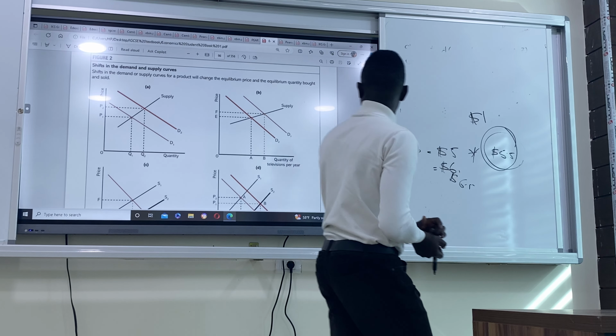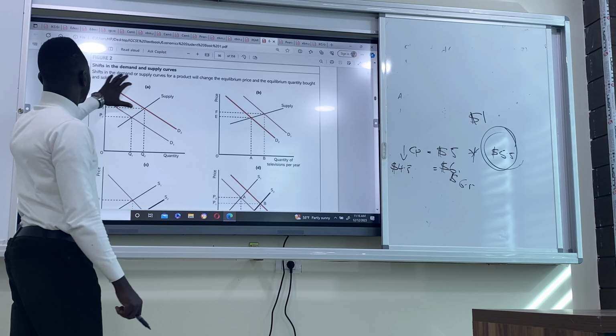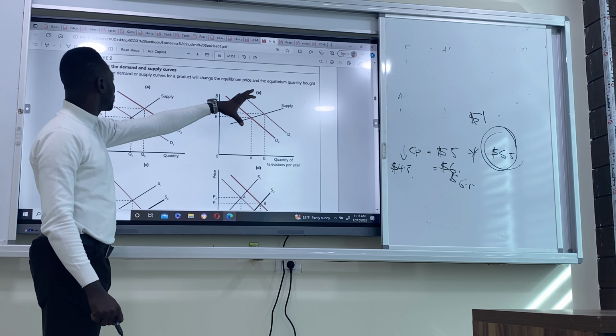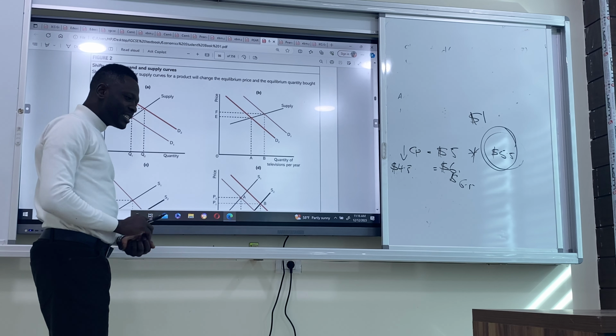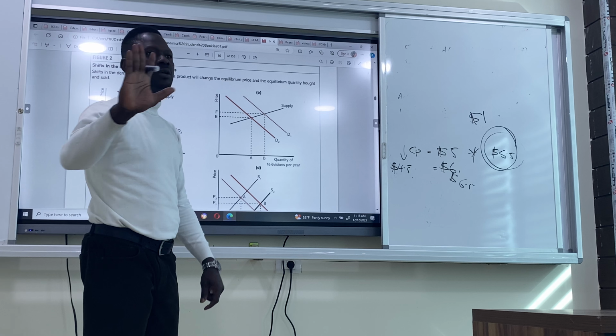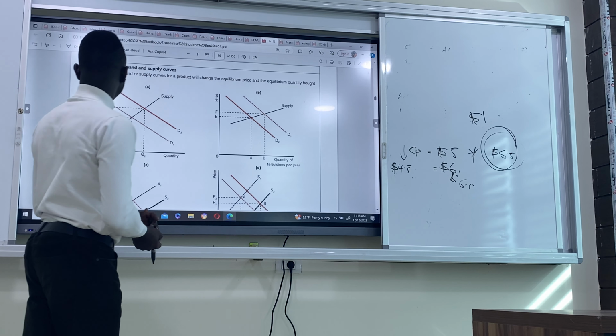So look at this, shift in the supply curve. Shift in demand and supply curves for a product will change the equilibrium price and the equilibrium quantity bought and sold. As soon as there's a change in demand and supply, there's going to be a new equilibrium. That is the point. So look at this point here.